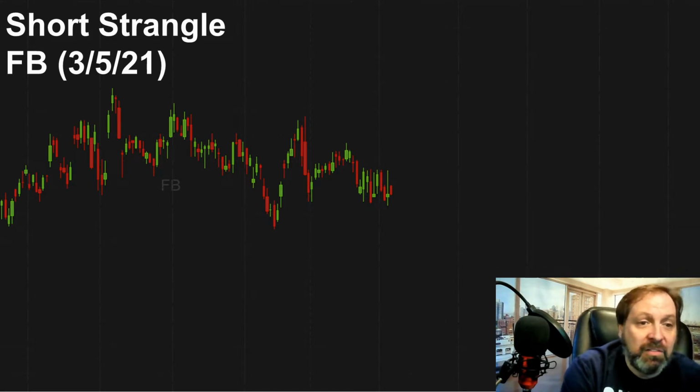Okay, so let's take a look at this Facebook strangle that I did on March 5th, 2021. You can see from the chart that Facebook is just going sideways. It's literally months of going sideways here. And you can kind of see an expected range here. You don't really expect it to go above or below where it's been trading for months. So we'll take a look at what we can do with this strangle.